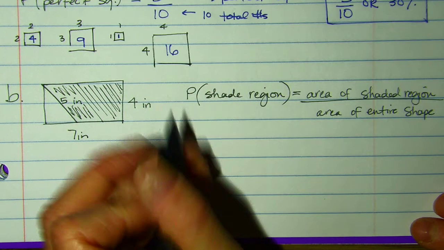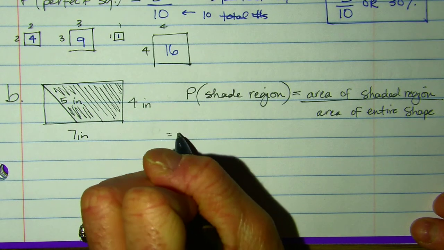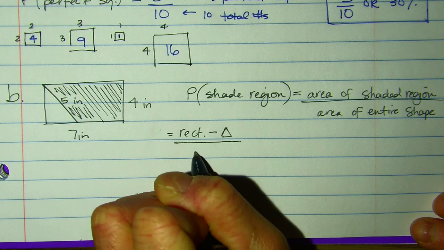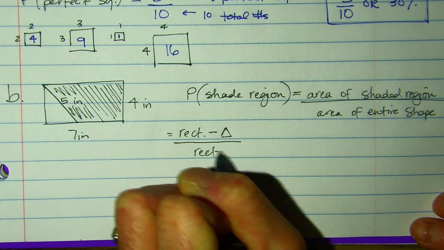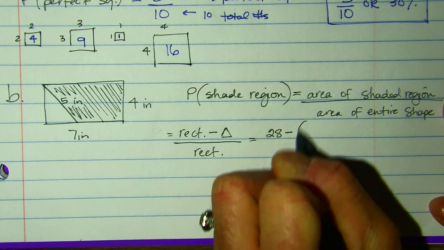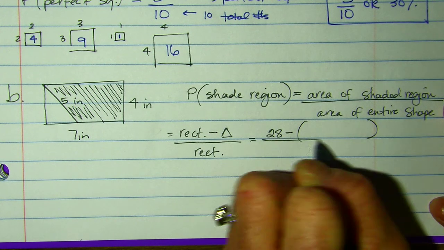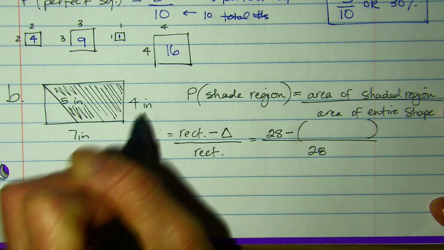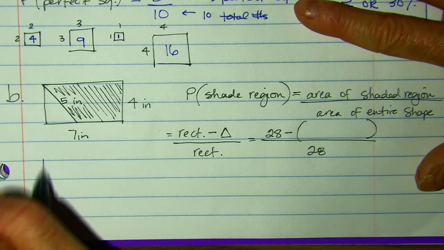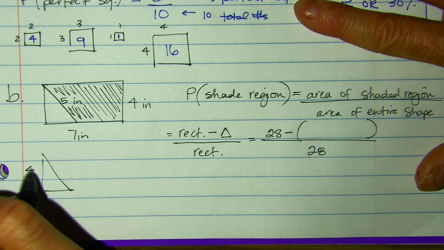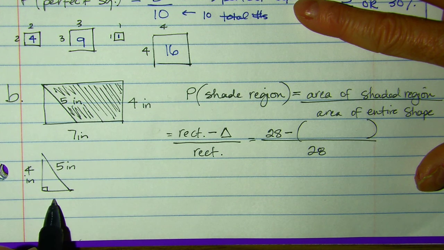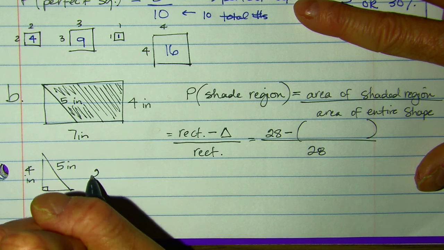Probability will equal, the top should be the rectangle minus the triangle, and the bottom should be the area of the rectangle. So I've got the rectangle is 28 minus, and I'm going to have to subtract the area of the triangle out of 28, right? 4 times 7. So this triangle, let's see here. I know the triangle has a height of 4 and a hypotenuse of 5. So I could find this, right, by using the Pythagorean theorem.